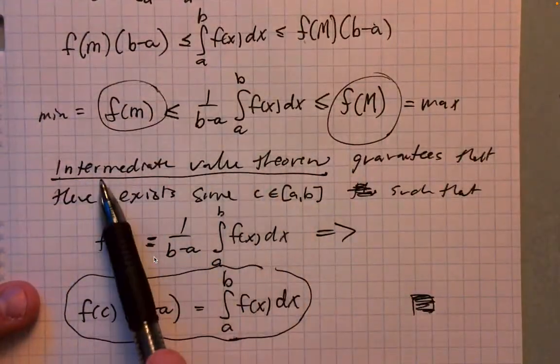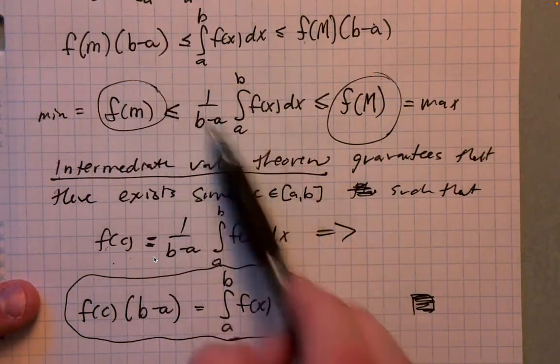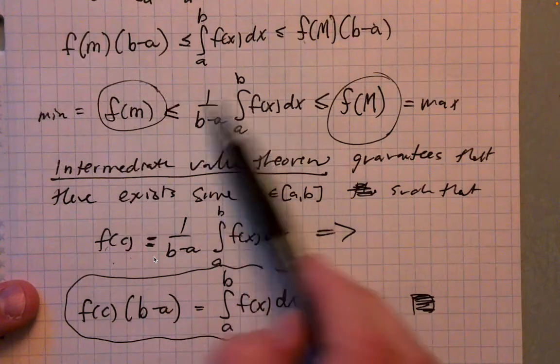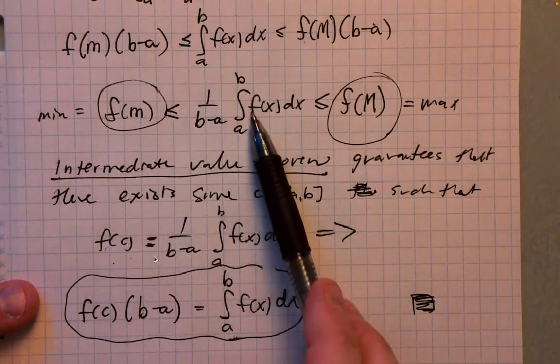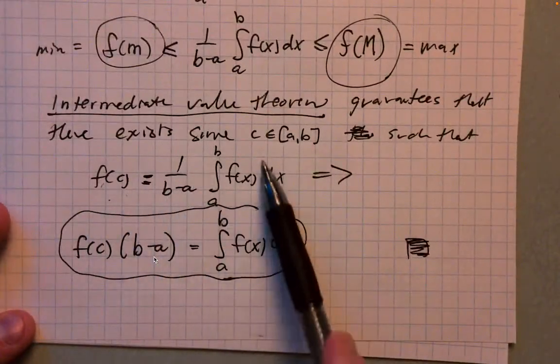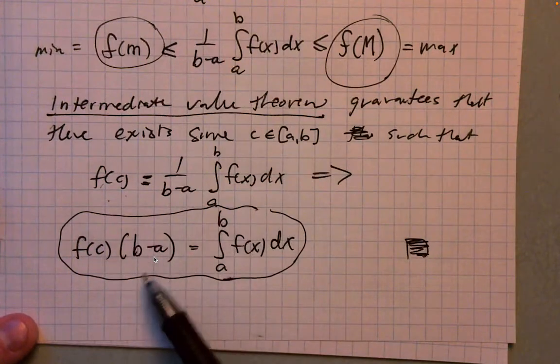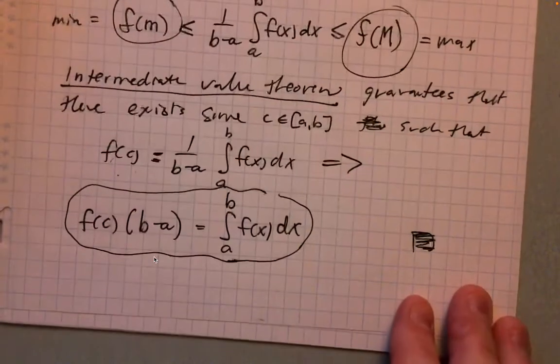Intermediate value theorem says this is a number and there's guaranteed to be some c that equals this number, right? It's between these two values. There's going to be some c which, when I evaluate the function, is going to give me this number. And so that being the case, you get f of c is equal to that, and then it's just algebra, multiply both sides by b minus a. Done. Very nice, slick proof.